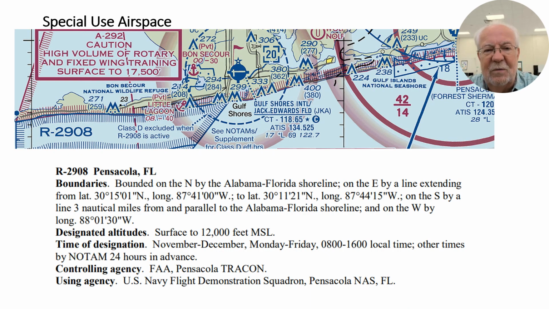Here's another example. You may or may not be aware, there are restricted areas down along the coast of Florida, this Pensacola area. A292 has a call out there that gives an extra warning. You should be looking at the edge of your chart, but still, it says caution, high volume of rotary helicopters, fixed wing training, surface up to 17,500 feet. So there's some areas there. 2908, do a little bit of research online, and here we look at this. This is the dimensions of it.